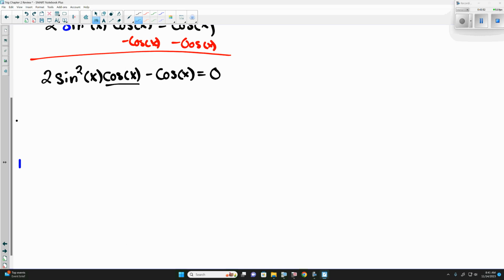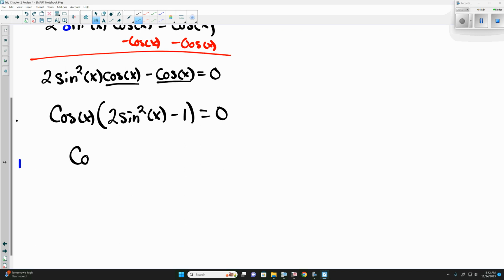Do we have a greatest common factor? Well, they both have cosine. Those are the only two terms, yes? If I had a constant term, then I would replace sine squared with cosine squared and try to go from there. But I don't have another term. I do have cosine in common with both, because if I factor it out, what I'm left with is 2 sine squared of x minus 1 is equal to 0. I do have two things multiplied together to equal 0. So one of them must be 0.